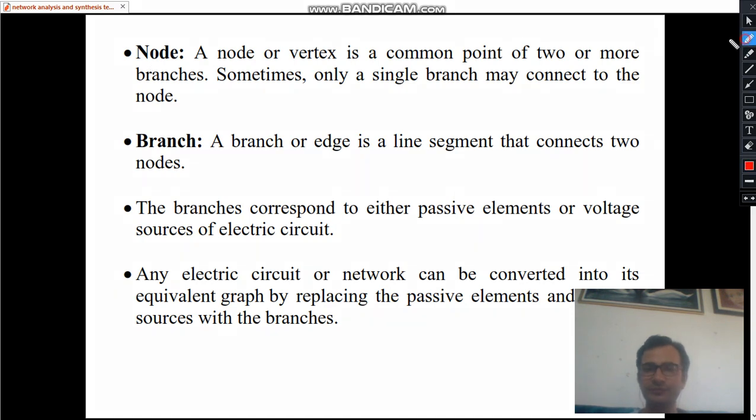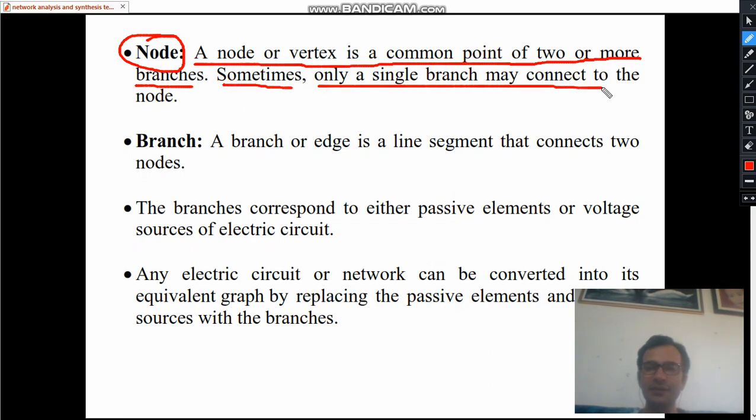Next is, what is a node? Everybody knows about this. Here also in a network graph, a node or vertex is a common point of two or more branches. Sometimes only a single branch may be connected to the node, like this. This is a node. And sometimes two or more branches are connected. So this is a node, this is a node, this is a node.